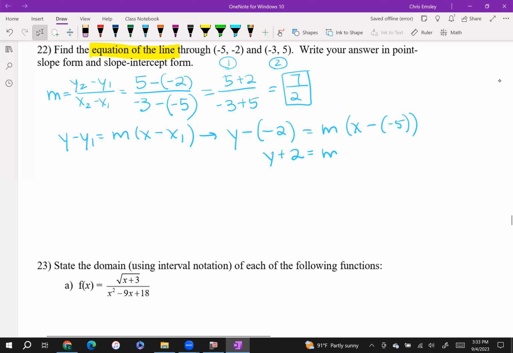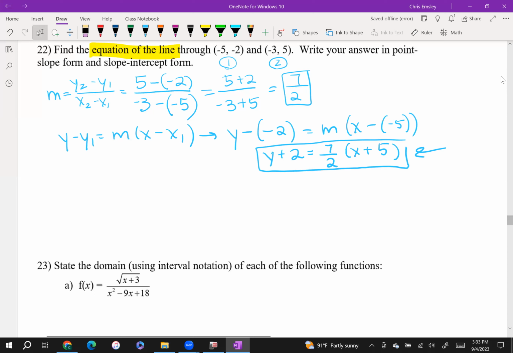Here is our equation in point-slope form. Oh, but don't put m. Put the number. We calculated that slope for a reason. 7/2 goes there. There is our equation in point-slope form.